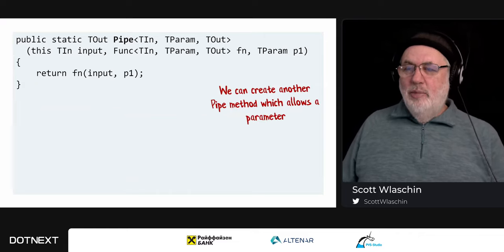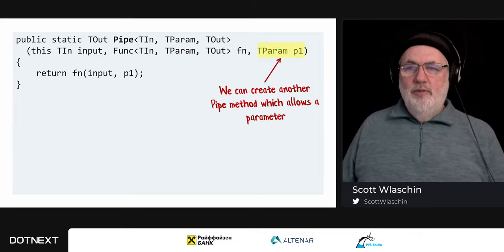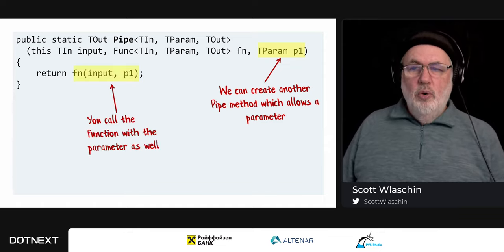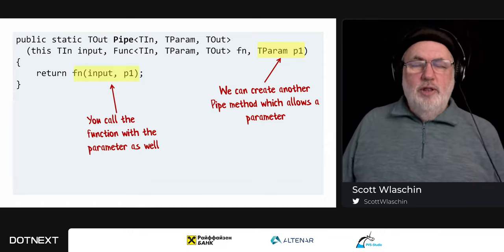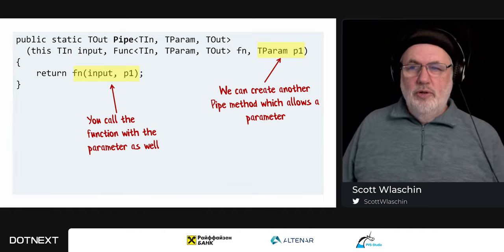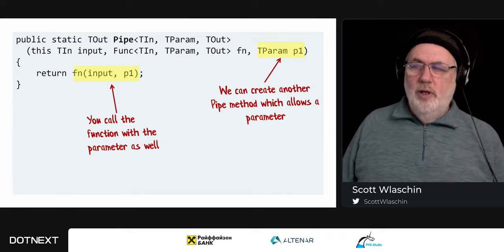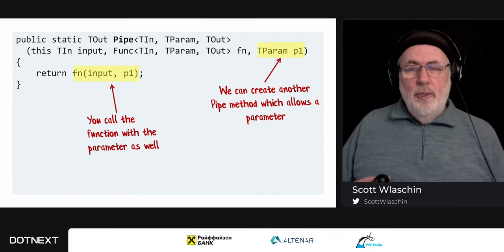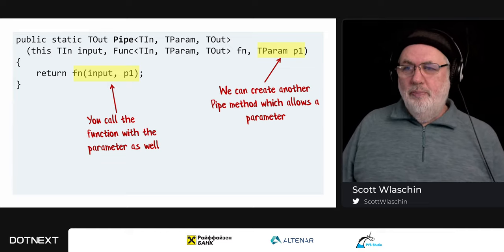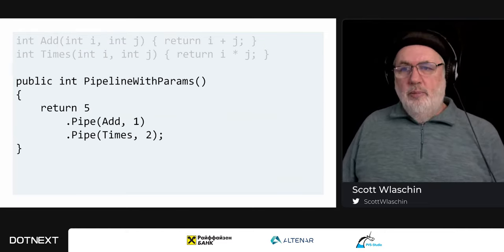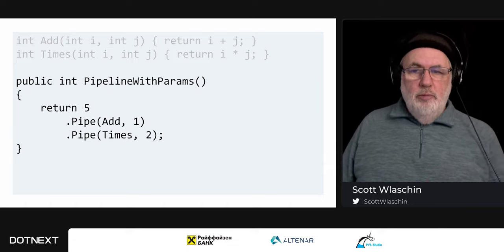It's exactly the same as the previous one, except now I have another parameter. So I pass in an extra parameter, and then I just call my function with that extra parameter. So same name, it's just an overload of the original pipe. Okay, and you can see that we could do this with two parameters, three parameters, four parameters. Very easy to do.